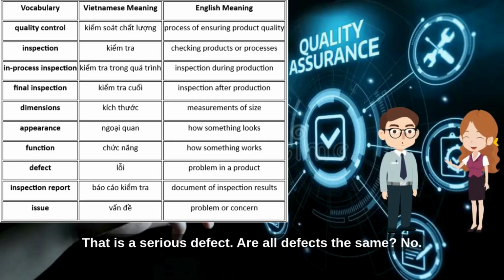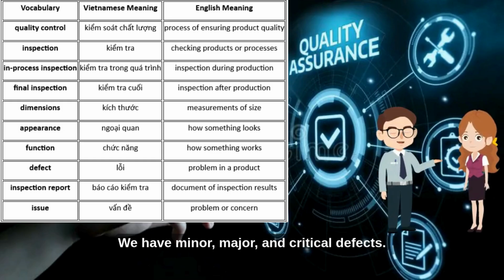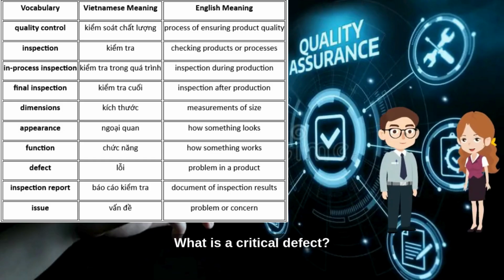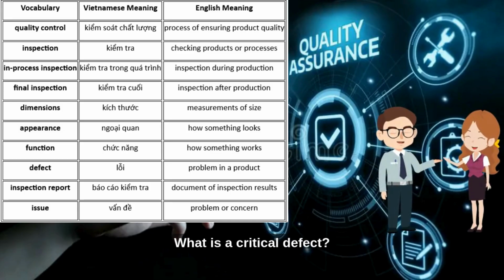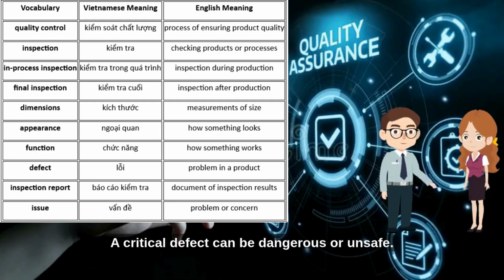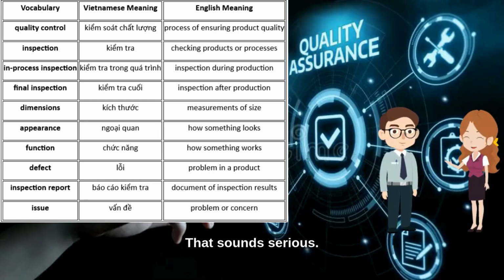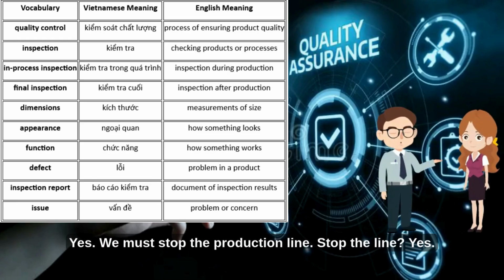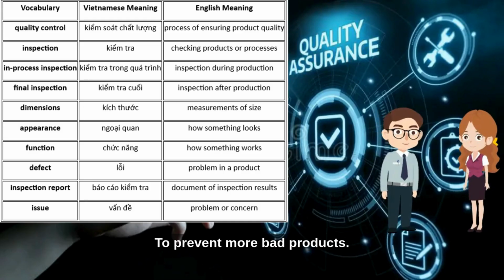Are all defects the same? No, we have minor, major, and critical defects. What is a critical defect? A critical defect can be dangerous or unsafe. That sounds serious. Yes, we must stop the production line. Stop the line? Yes, to prevent more bad products.